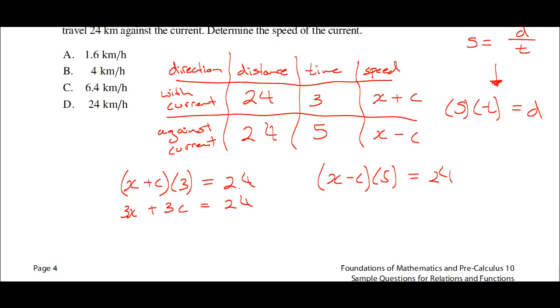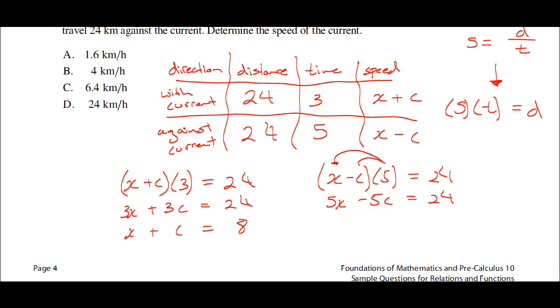To make life a bit easier here, I notice that everything is divisible by 3. So if you wish, you can divide everything by 3. We now have x plus c is equal to 8. Okay, so I'm going to leave that there for now. I'm going to come to the other side and do basically the same thing. I now have 5x minus 5c is equal to 24 once I distribute this out. There's nothing I can reduce with that one, so I'm just going to leave it right there.